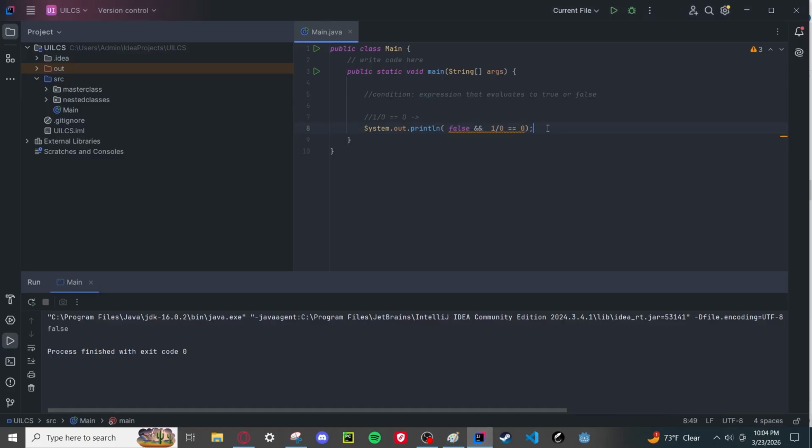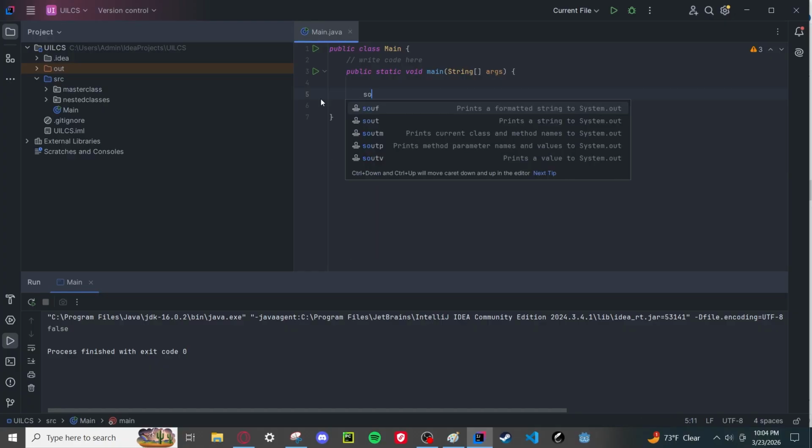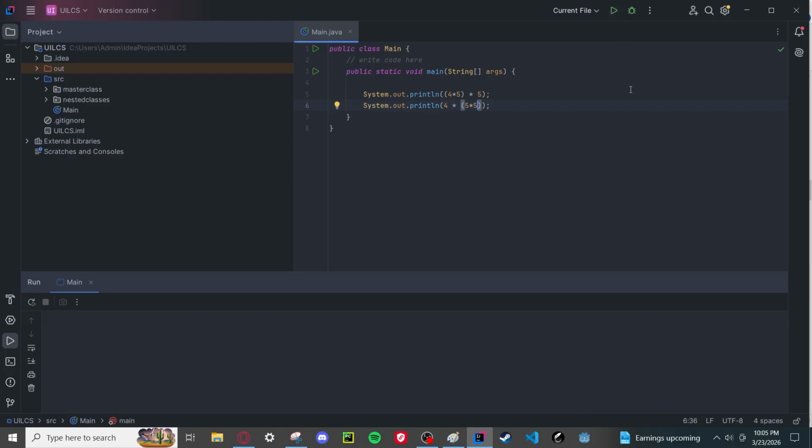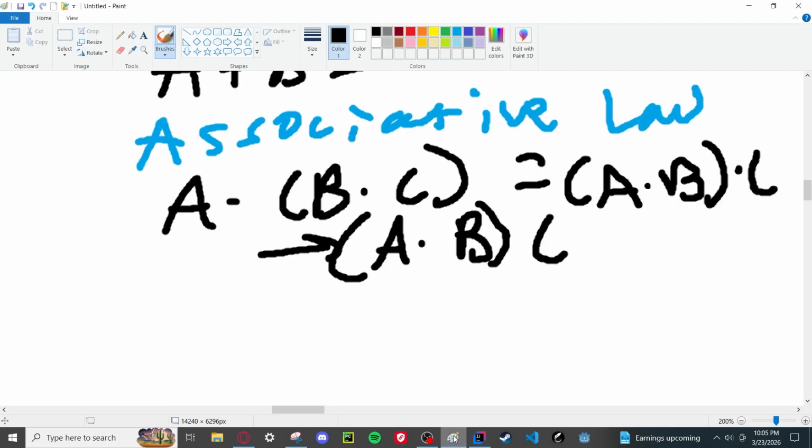If you did something like this, 4 times 5, let's say times 5, just doing some math, and then you had 4 times 5 times 5, you're going to see it's going to give us the exact same outcome. 100 for both. So that's all that's saying. It doesn't really matter. A times (B times C) is the same thing as (A times B) times C.